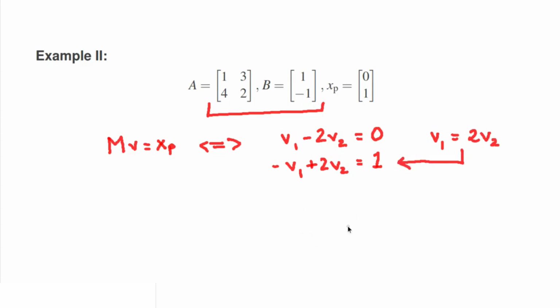So doing that, we get minus 2v2 plus 2v2 is equal to 1. And now we simplify that and we get 0 is equal to 1, which is a contradiction. And what that means is that this system of simultaneous equations has no solution, and therefore the point xp is not reachable.